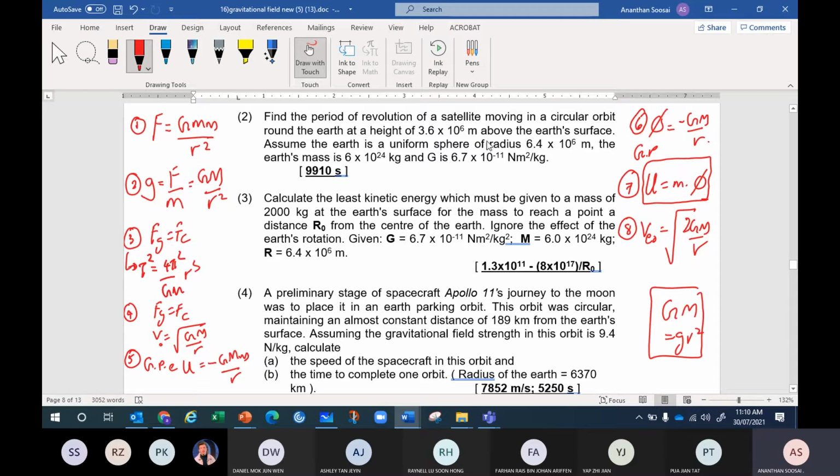Assuming the Earth is a uniform sphere, the radius is this, the Earth's mass is this, G is this. So find the period of revolution of the satellite. So which equation is the best to be used? 1 to 8. I give you one minute. Identify which equation is most suitable to work it out.